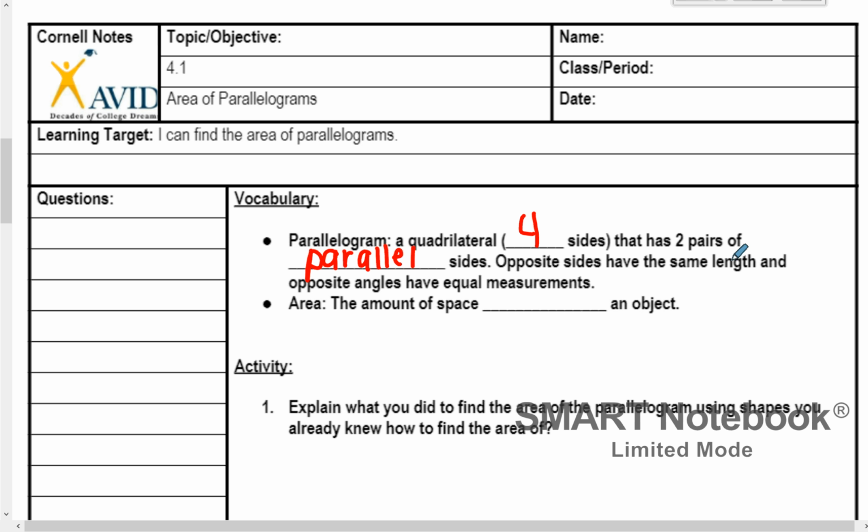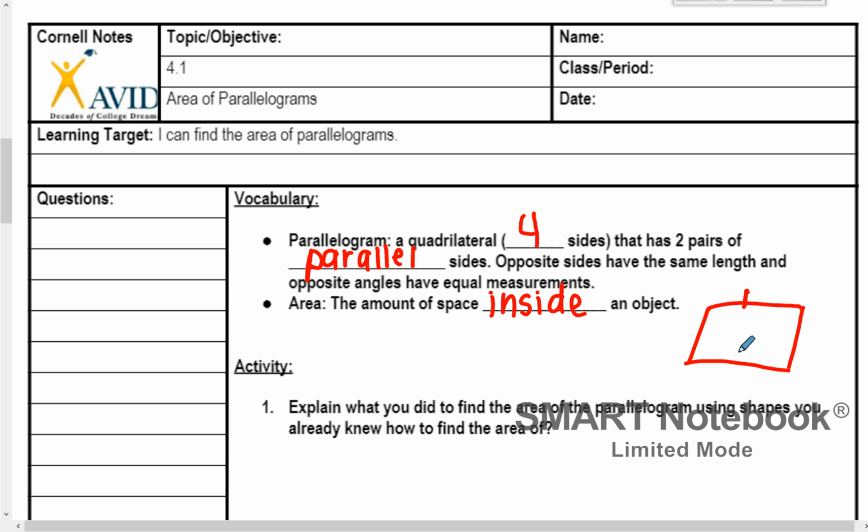Opposite sides have the same length, which is important, and opposite angles have equal measurements. That's not so important to us in 6th grade, but you will be using that when you get to higher math. And when we find the area of parallelograms, we're looking for the amount of space inside an object. A parallelogram is something that may look like this.